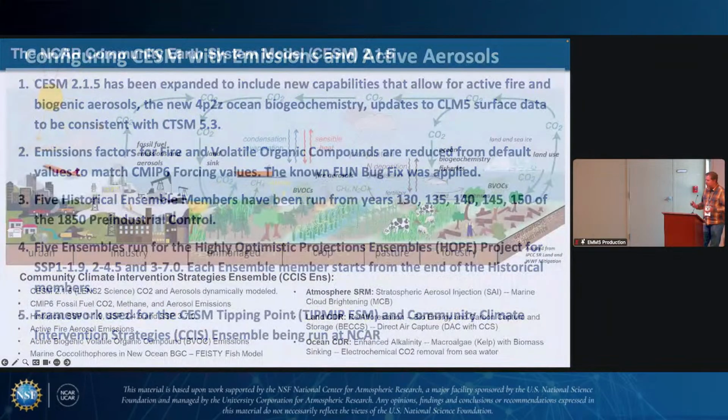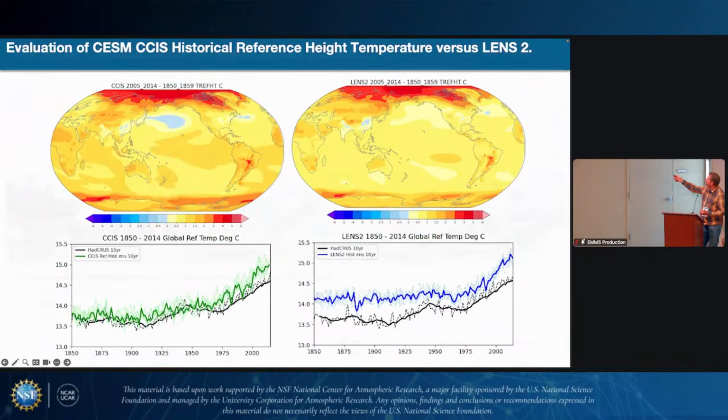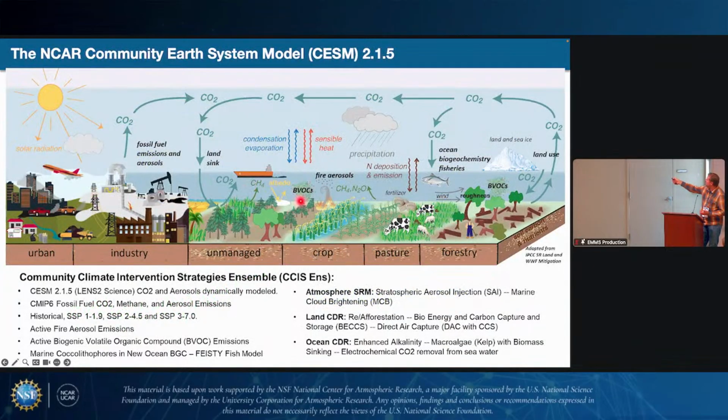Just to give you an idea of the complexity of what's being modeled right now, this is a fully coupled model, so the oceans, the land, the sea ice, and the atmosphere are all coupled. We also have in the land surface all these activities being prescribed through land use. So we have forestry and pastures and crops and unmanaged areas. They all have CO2 being exchanged, they have water and energy, the normal things you would see. But then we have the volatile organics coming out here, and we also have the fire coming out here.